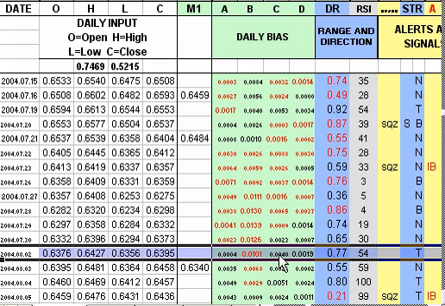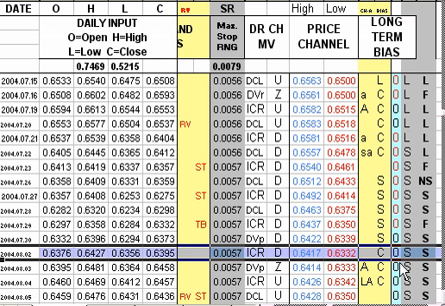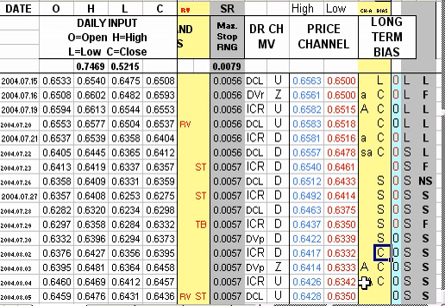When you see this in your daily bias, look to the column for the C to see if you see consolidation. Okay, that's it for identifying and working in consolidation. I hope you enjoyed it.